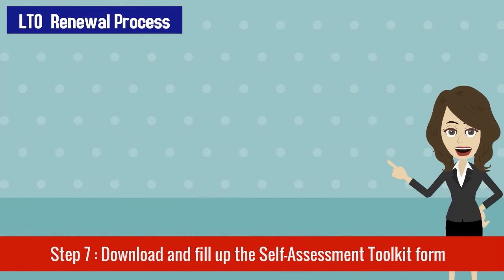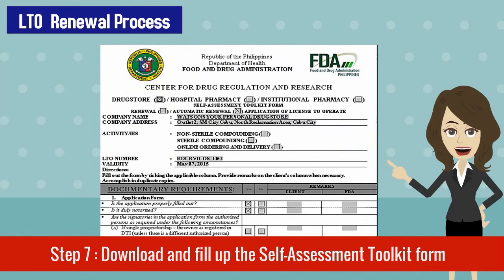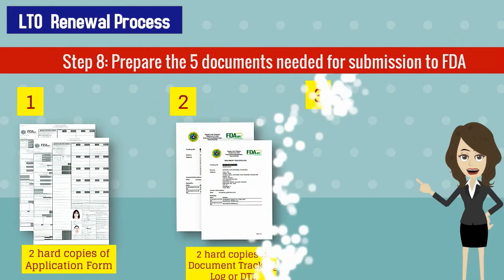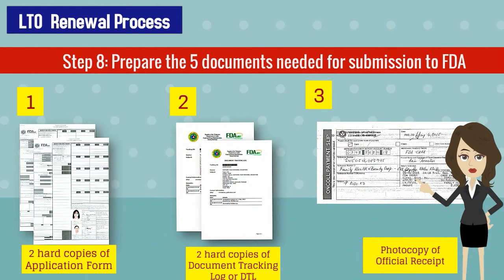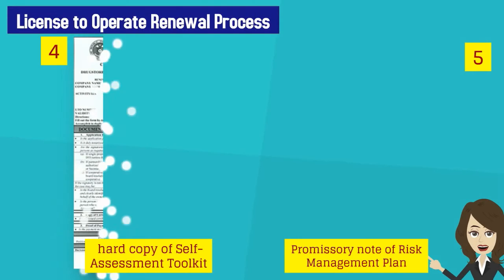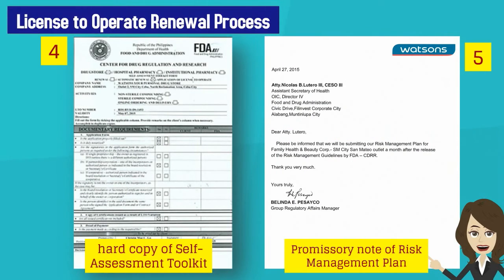Step 7. Download and fill up the self-assessment toolkit form. The toolkit must have remarks if applicable. Step 8 is to prepare the 5 documents needed for submission to FDA. 1. Two hard copies of the application form. 2. Two hard copies of the document tracking log or DTL. 3. Photocopy of the official receipt. 4. Hard copy of the self-assessment toolkit, and 5. Promissory note of risk management plan.